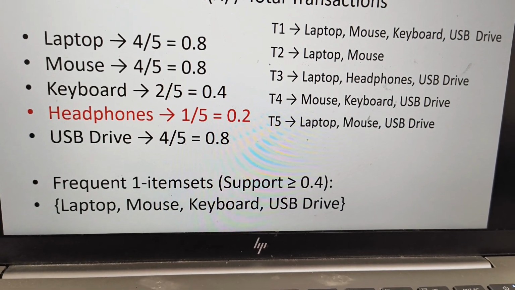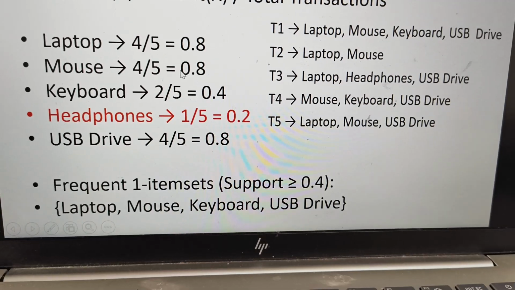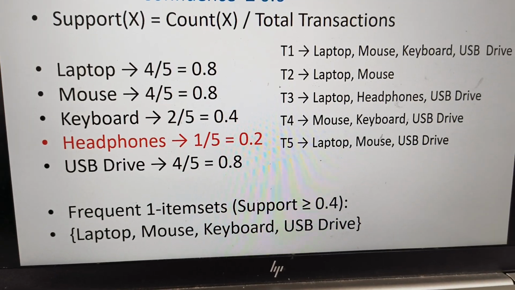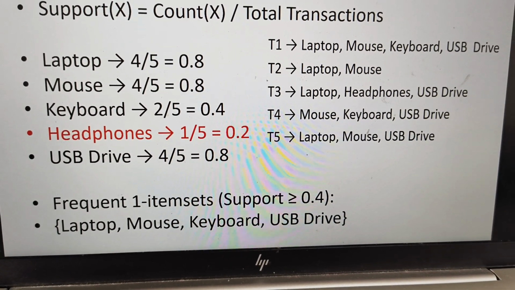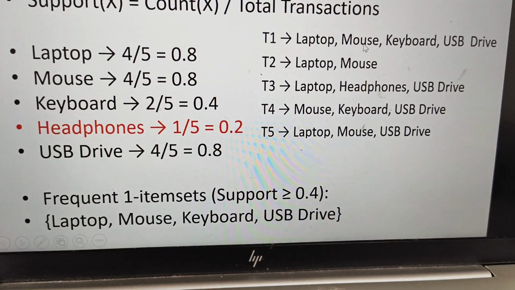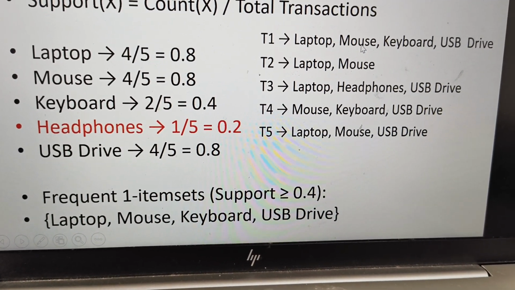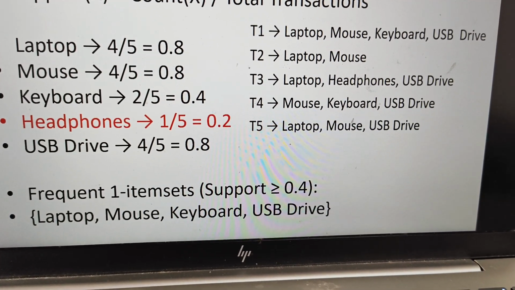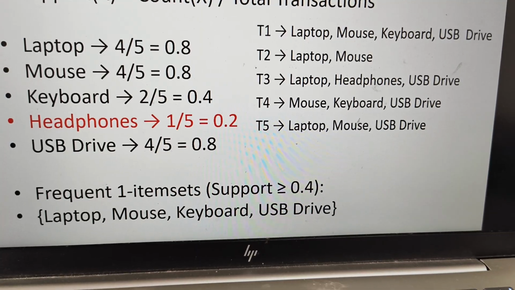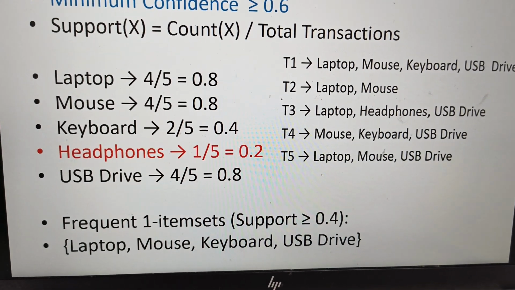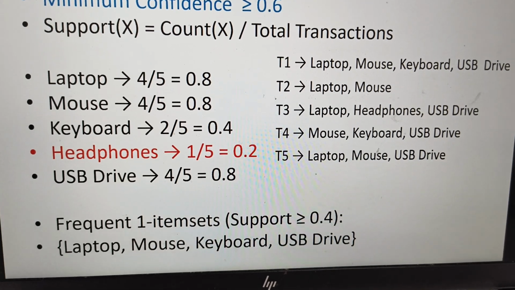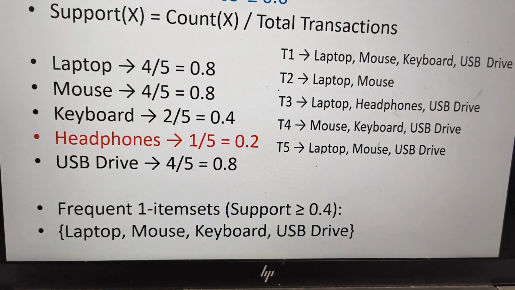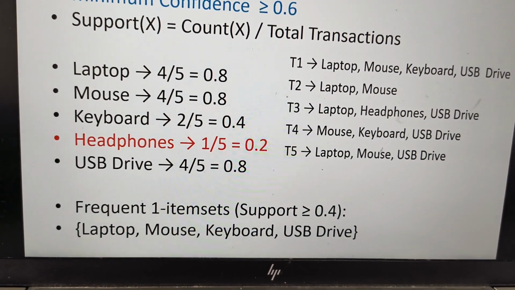So the support count of laptop is 4 and the total transactions is 5. So the support of laptop is 4 by 5. Similarly for mouse, you can see this one. During transaction 1, the customer buys mouse, during transaction 2 also, and during transactions 4 and 5. So the support of mouse is equal to 4 by 5. Similarly for keyboard, it is 2 by 5. For headphones, 1 by 5. And for USB drive, the support count is 4 by 5.